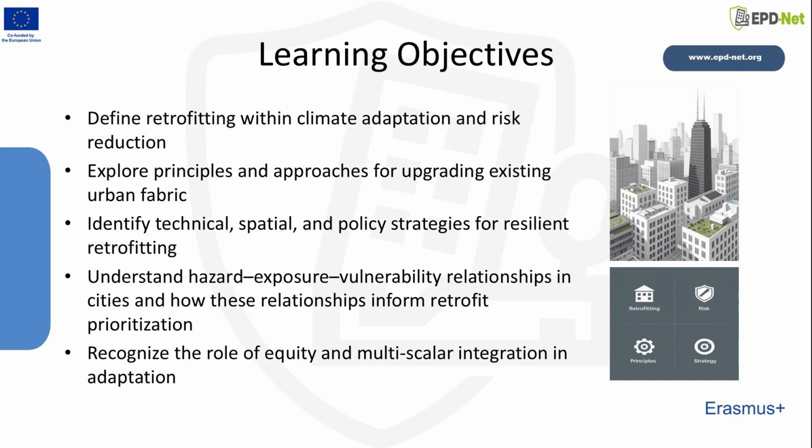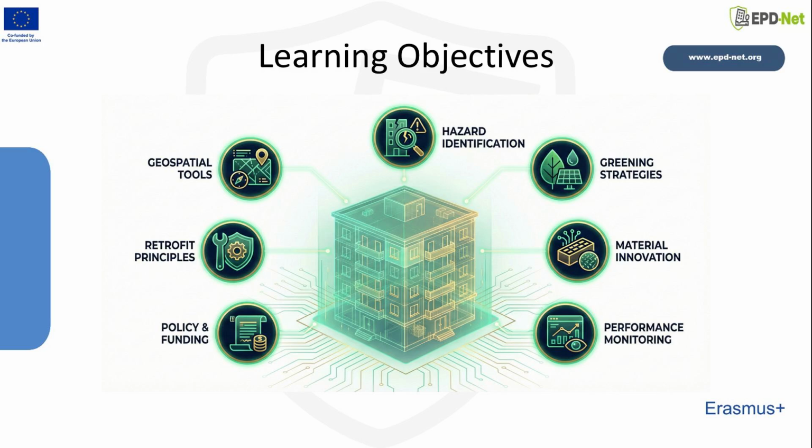Then we will examine the main principles and approaches used to upgrade the existing urban fabric in a resilient way. We will also look at the primary categories of technical, spatial, and policy-related strategies that shape climate-resilient retrofitting in practice. A significant part of this lecture focuses on hazard, exposure, and vulnerability dynamics, because these concepts help explain how risk is produced and where retrofit interventions are needed most. Finally, we will highlight why equity and multi-scalar thinking are essential for informed adaptation planning and for making retrofit actions more effective over time.